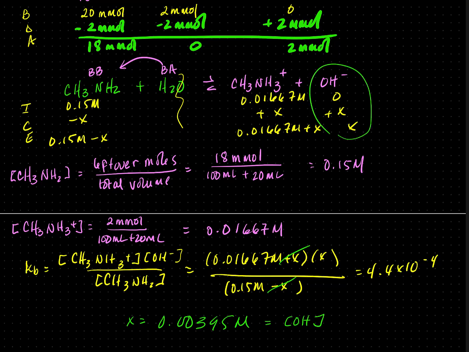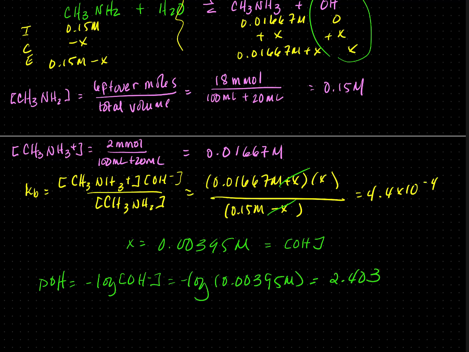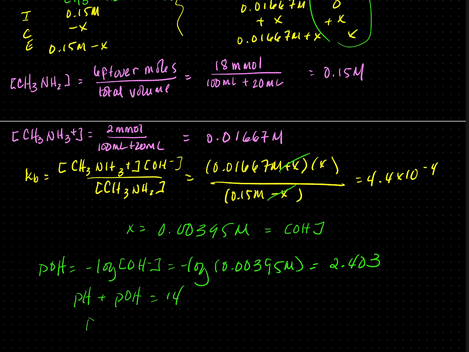This is my x. Now I know I need to find pH, but I have pOH, so I have to do negative log of OH-. This equals 2.403. So pH plus pOH equals 14. So pH plus 2.403 is equal to 14. So pH is going to equal 11.60.